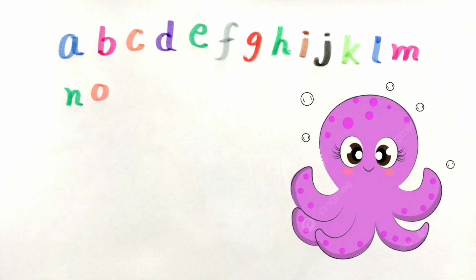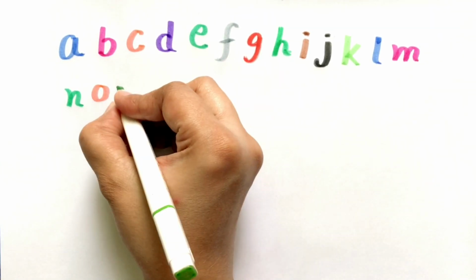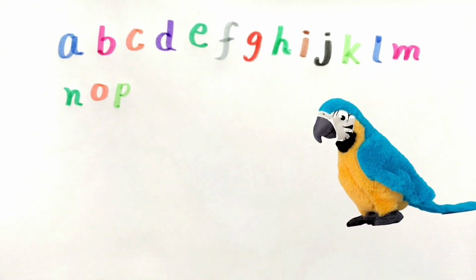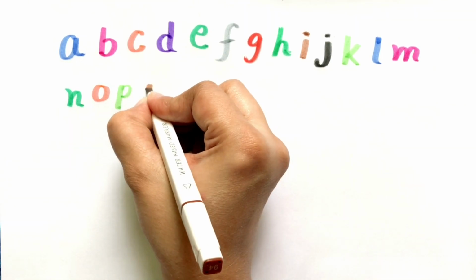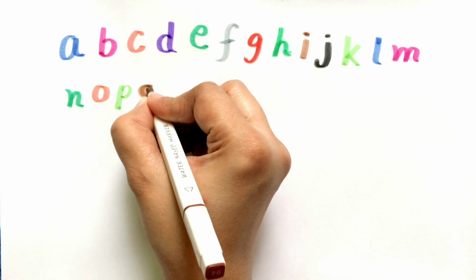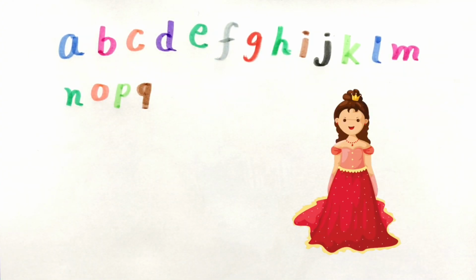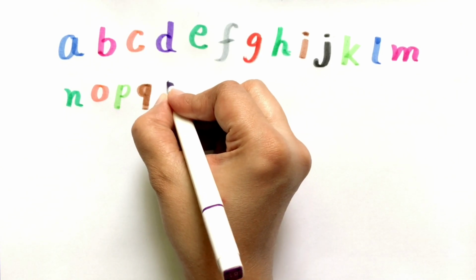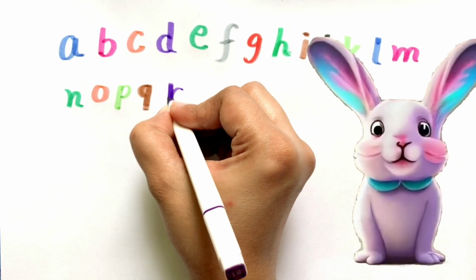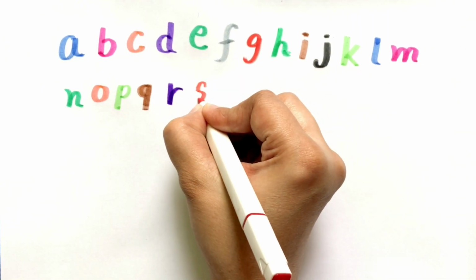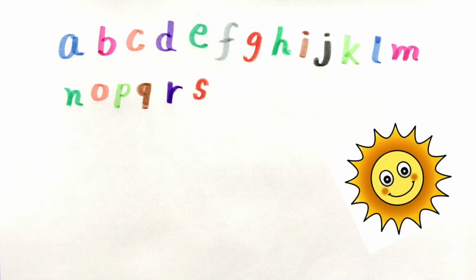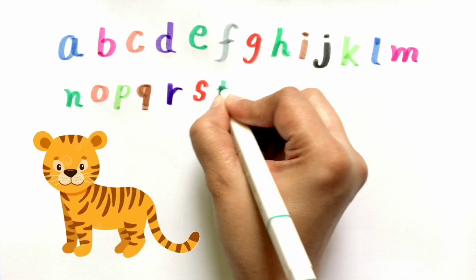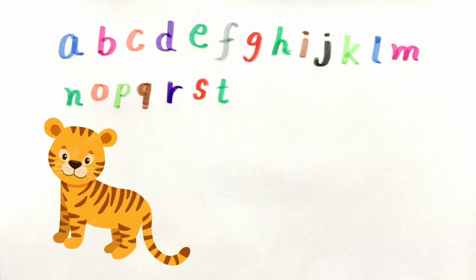O for octopus. P for parrot. Q for coin. R for rabbit. S for sun. T for tiger.